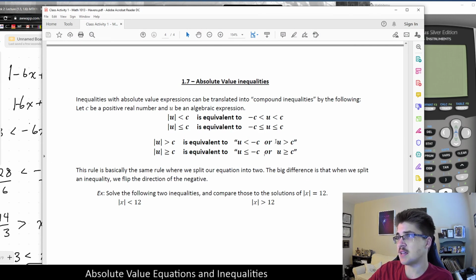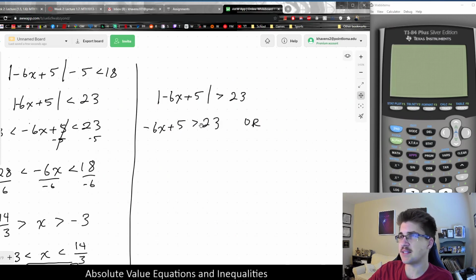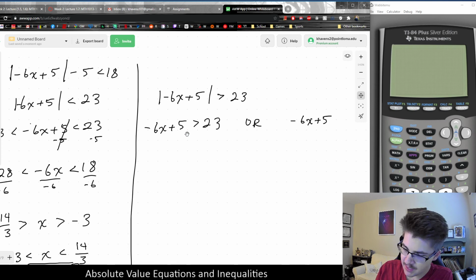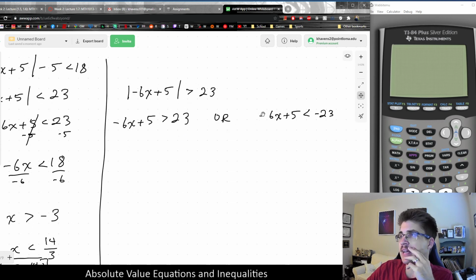Again, paying attention to it, it says it's either u is greater than c or u is less than negative c. And notice that I like to do the greater than c case first, which is not the same as the notes, but the way I like to think about it is, I'm doing kind of the same thing every time. And then in the other case, negative 6x plus 5, instead of being greater than 23, it's going to be less than negative 23. It changes signs, and that changes the direction of the inequality. We discussed why that's true in class, but I'm trying to focus on the steps for this one and not get too carried away.